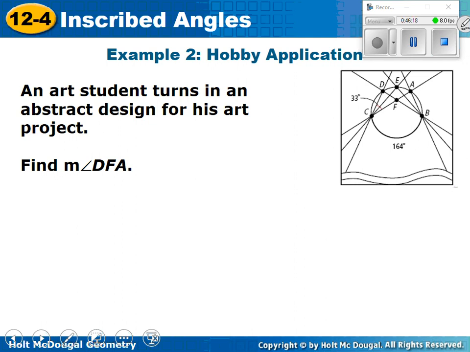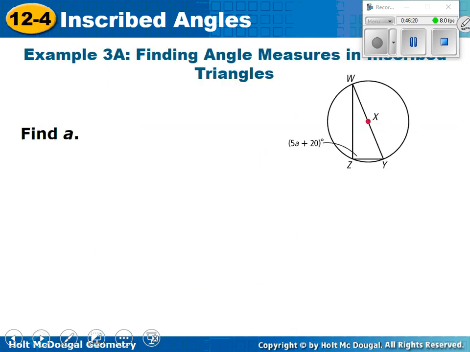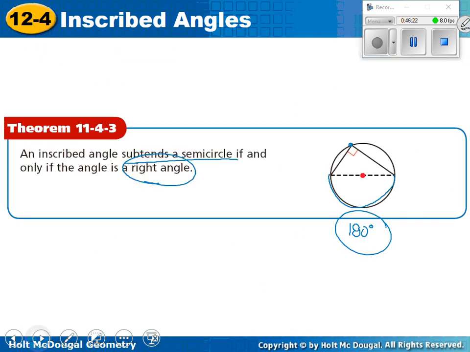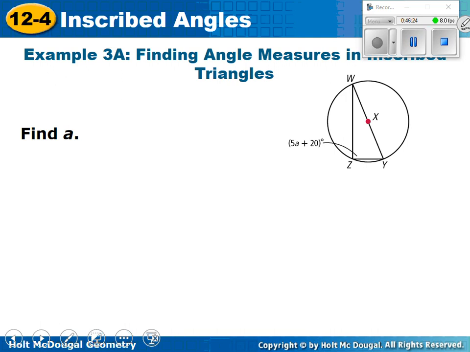All right, I'm going to come back to this one at the very end and see if I can get someone who can get that one right. Look at this problem. So skip to here. Skip to here, example 3A.